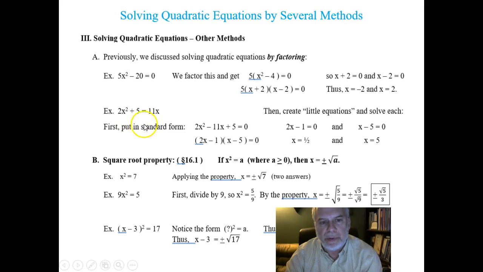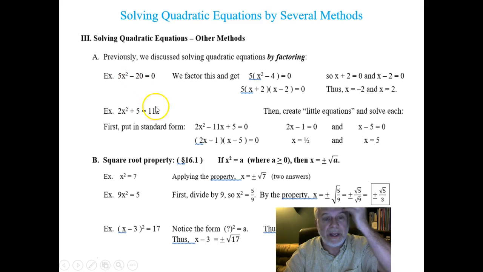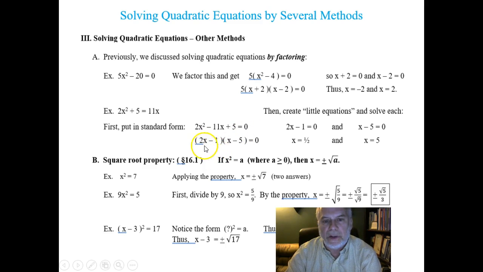All right, another example is if you have 2x squared plus 5 equals 11x. First, we got to put it in standard form. You notice this is not in standard form like the last one. The last one had 0 on the right side and everything else on the left side. This does not. So we got to move that 11x over to the left. So we're going to subtract 11x from both sides. So we have 2x squared minus 11x plus 5 equals 0. And so the factoring of that is 2x minus 1 and x minus 5.